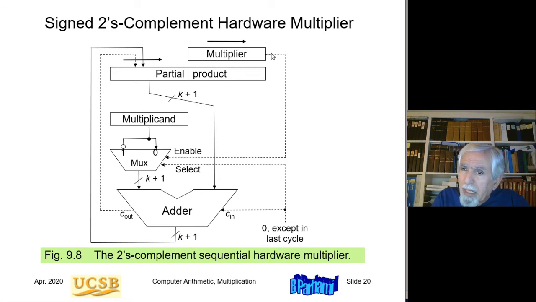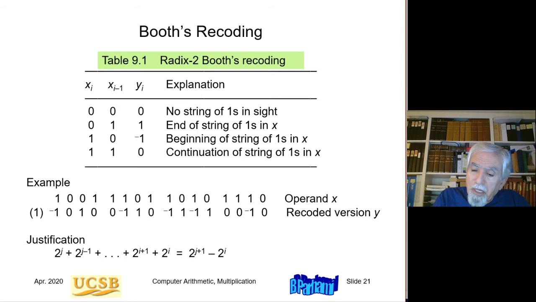So the multiplier bit is used to enable the multiplexer. If the multiplexer is not enabled, then it always outputs 0. So if this bit is 0, the multiplexer is not enabled, so 0 will be forwarded to the adder. If this bit is 1, then the multiplexer is enabled, and depending on the select signal, either A or A bar is forwarded, with A bar going through only in the last cycle. Okay, so that's basically a 2's complement multiplier.